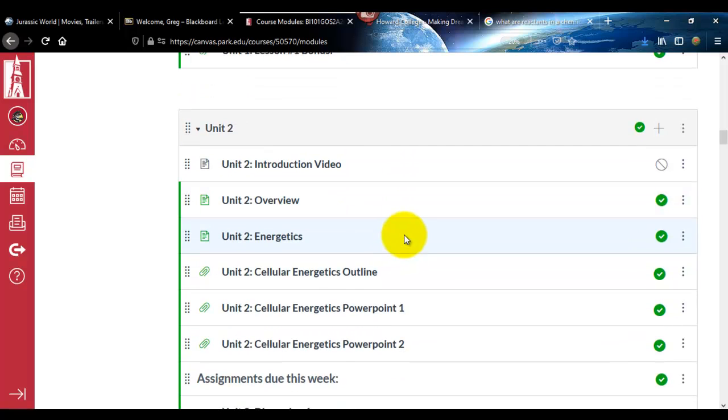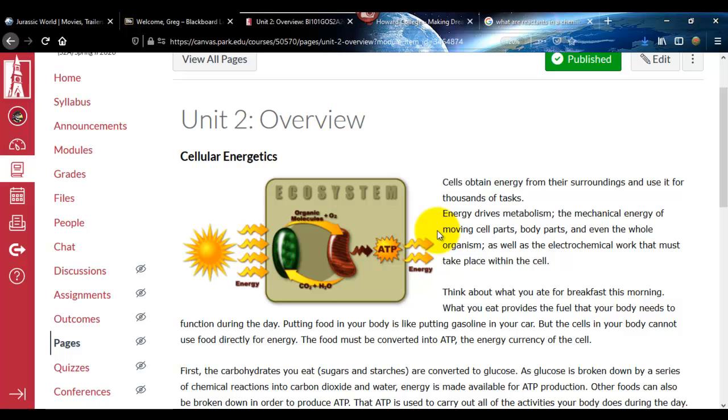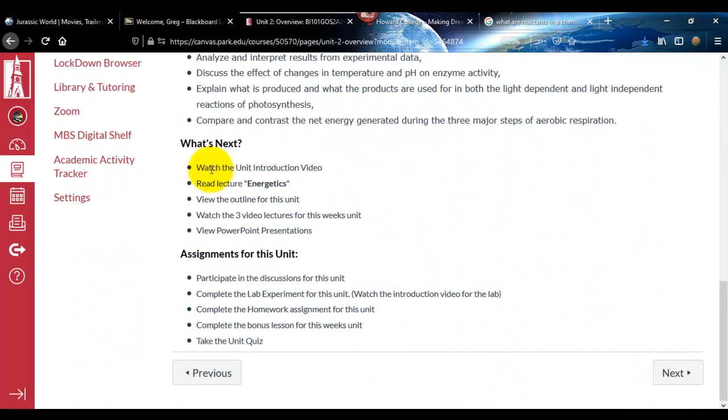But here we are with Unit 2. As far as the overview this week, it's going to be on what is called cellular energetics. Now, this is a biochemistry subject. It can get really detailed. We're going to handle it very on the surface. We are going to talk a little in detail about the players involved, like what are the products of these chemical reactions, what are the reactants. And so these are our objectives, and then it says here what to do next, and then here's your assignments for this particular unit.